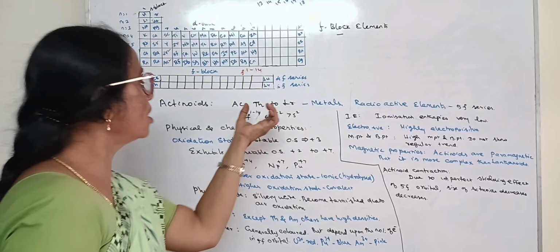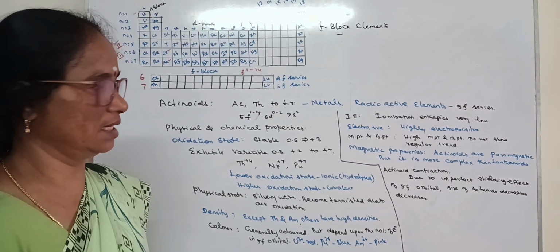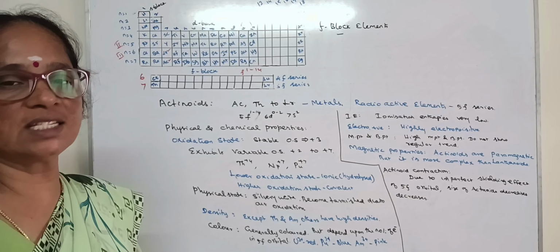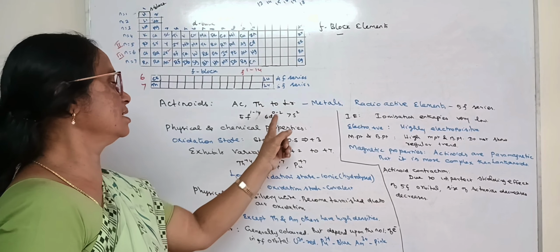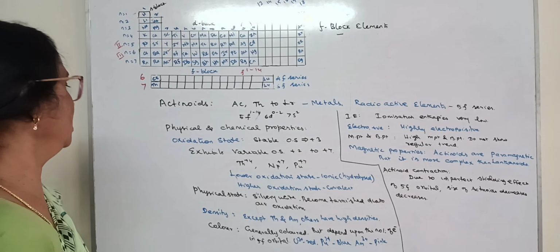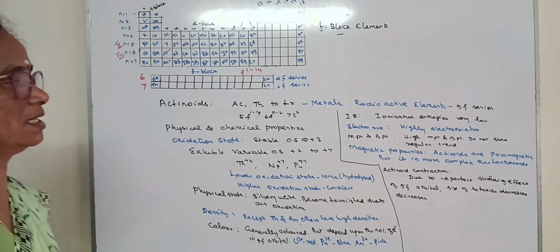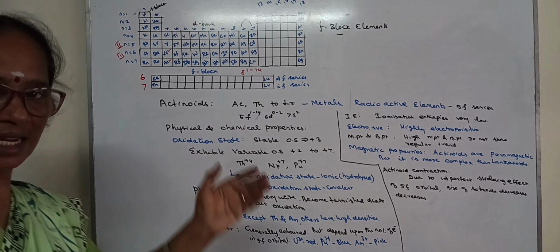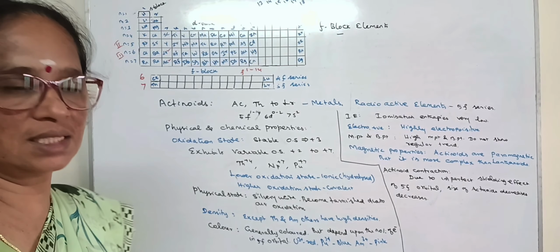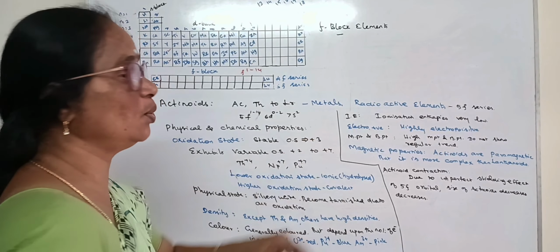That's why they constitute the 5f series. In this case, their general electronic configuration is 5f 1 to 14, 6d 0 to 1 or 2, and 7s2. Then physical and chemical properties. Oxidation state: just like lanthanides, actinides also have the most stable oxidation state of +3.